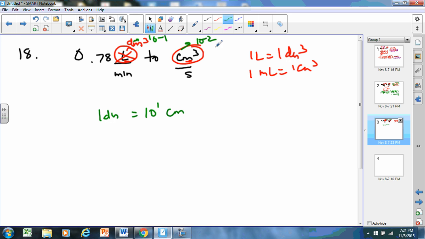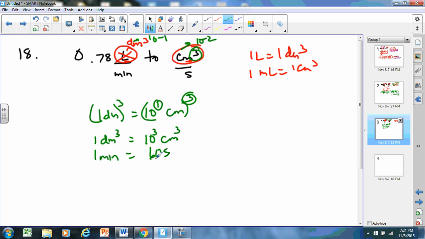And again, on some level, now these are 3, so now I have to cube this. And so 1 times 1 times 1 is still 1. A decimeter times a decimeter times a decimeter is a cubic decimeter. 1 times 3 is 3, so 10 to the third cubic centimeters. That's the top. The bottom is 1 minute is 60 seconds. Again, you write down the original problem. So, oops. Grab the eraser. We got 0.78 liters per 1 minute.